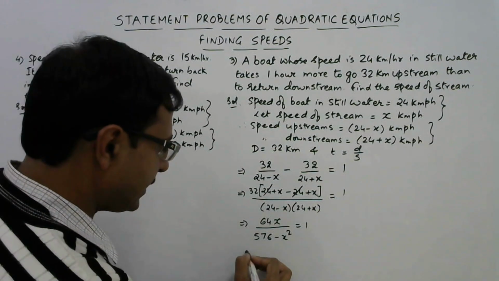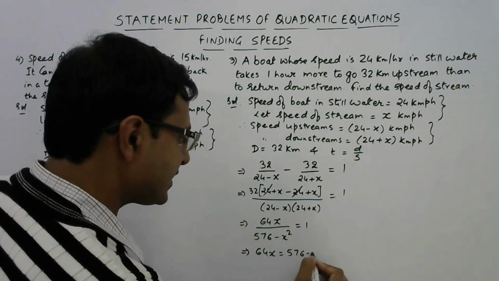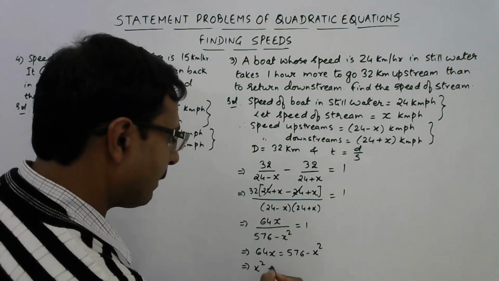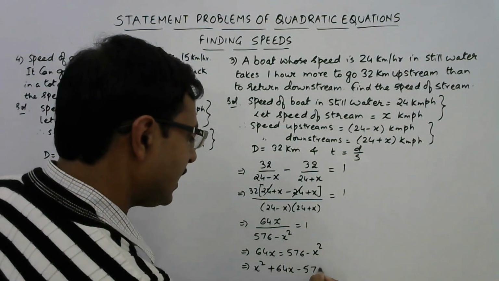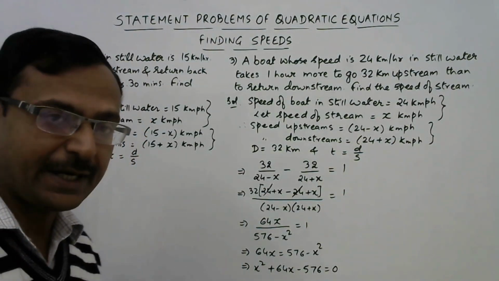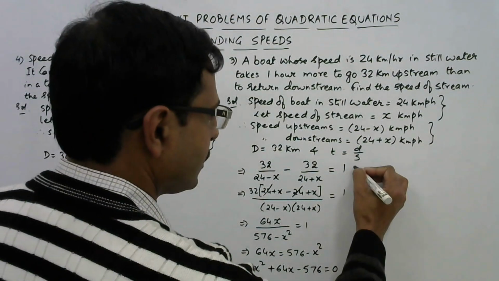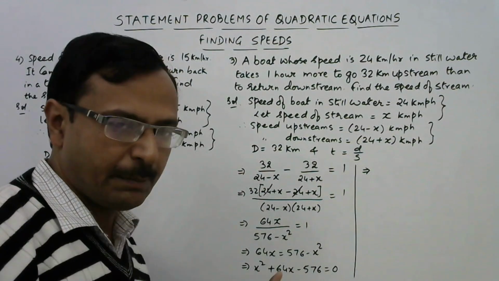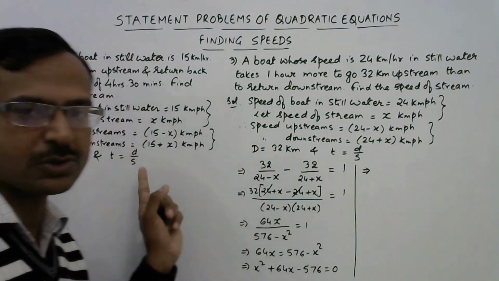So if you cross multiply this, you will get 64x equal to 576 minus x square, and you get the quadratic equation x square plus 64x minus 576 equal to 0. Now this is the quadratic equation which was intended to be framed, so that we can solve this and get to the answer. Now we have to solve this equation by splitting the middle term. I will leave the question here. First I will get to the quadratic equation of the other question also.